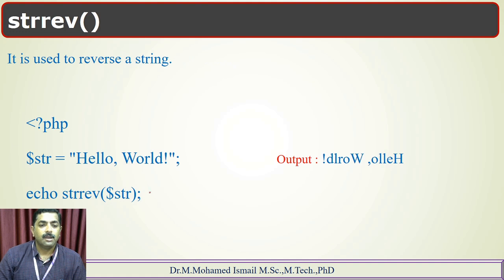String reverse is used to give the reverse of the given string. We can use it to find whether the given word is a palindrome or not. For that program we can use this string reverse. So I am just using hello world, I am printing it reversed, so it prints like this.